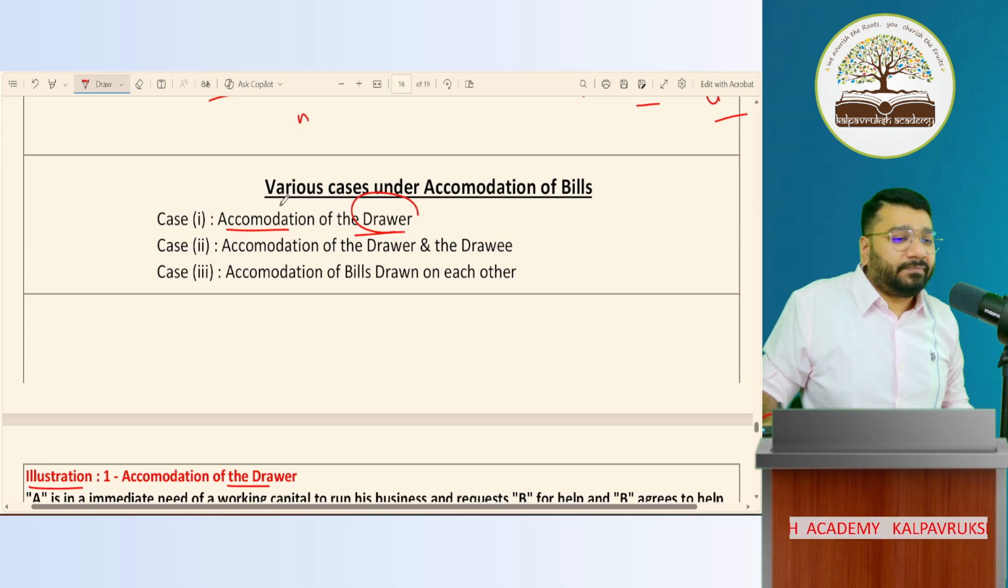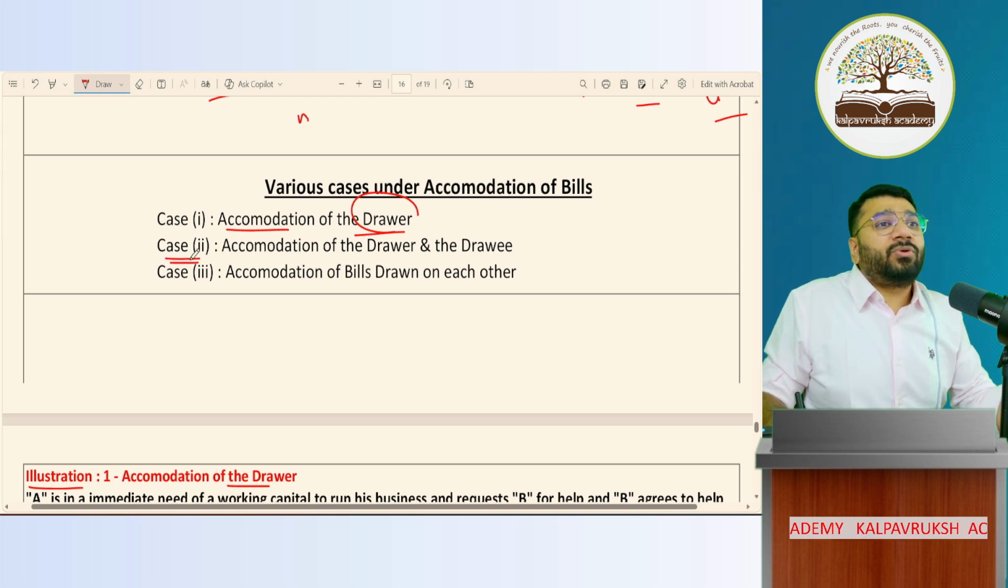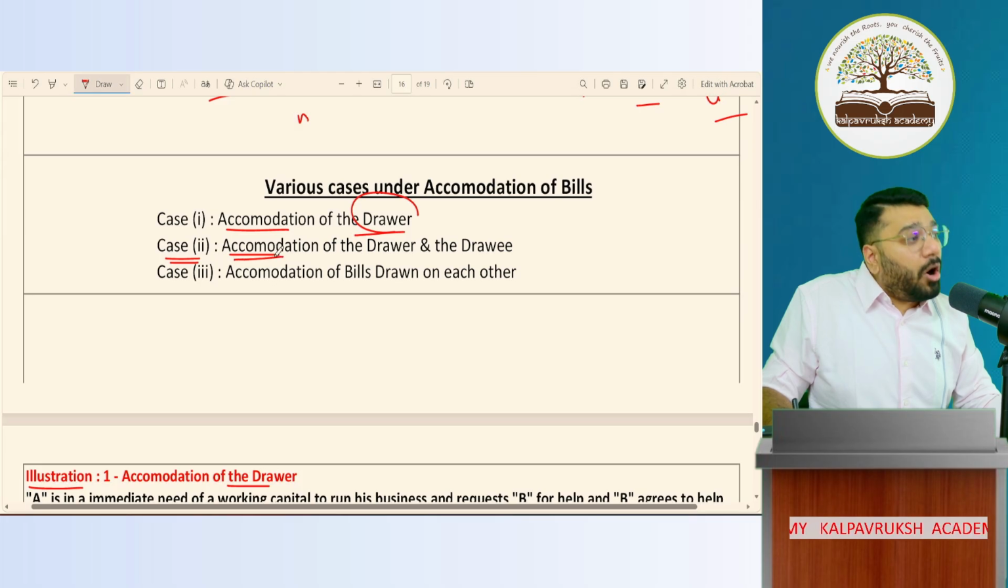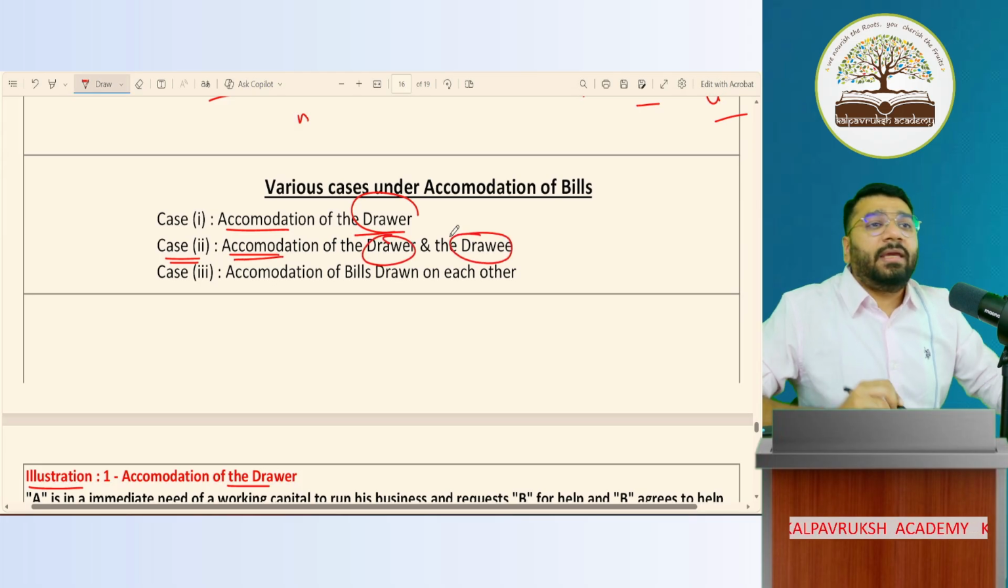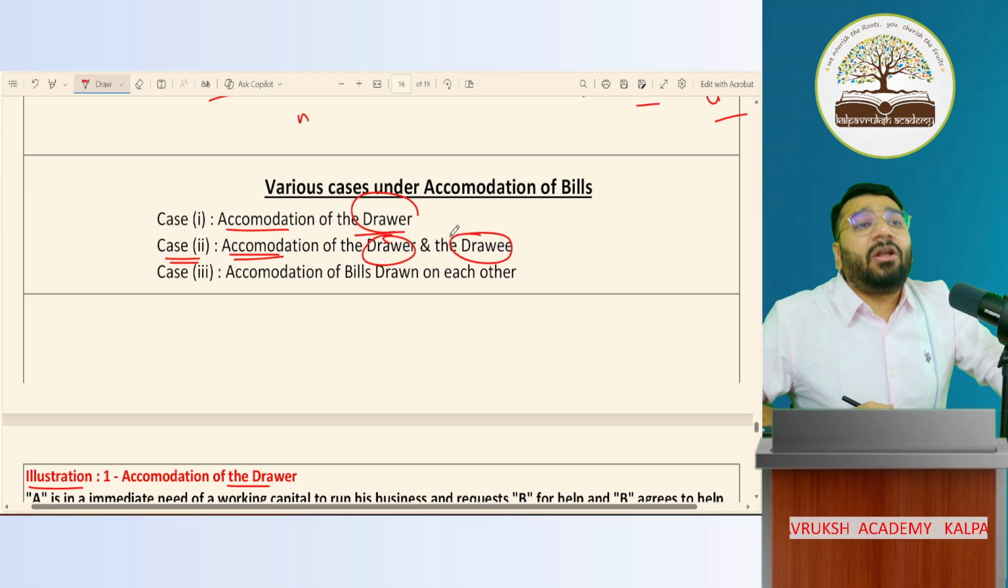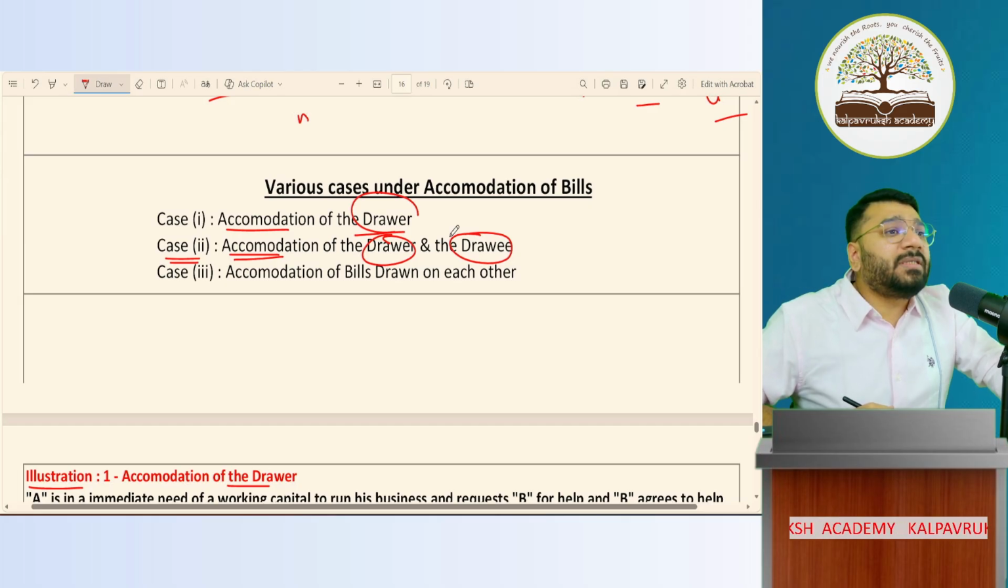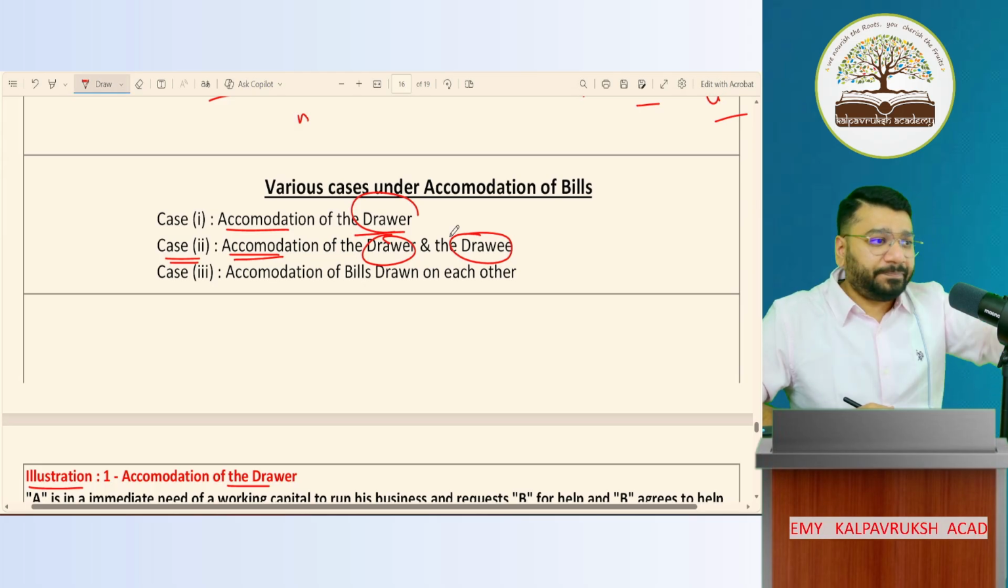Now, case 2 is a situation where we have to accommodate both drawer and drawee. Both drawer and drawee, both are in need of money. So in such a situation, how we are supposed to do the accounting is what we're going to discuss now. Okay?